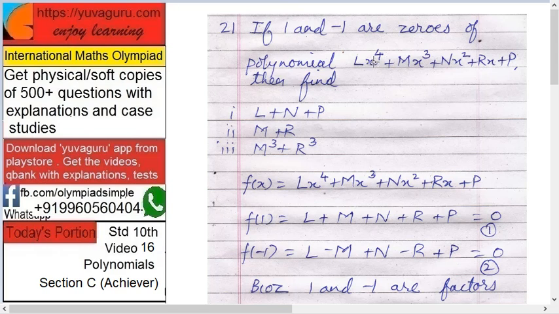polynomial which has the degree x raised to 4, highest degree, right? So that's why it will have 4 roots. Okay. And 1 and minus 1 are 2 roots of these 4 roots. Got it? Okay. Let's solve then.